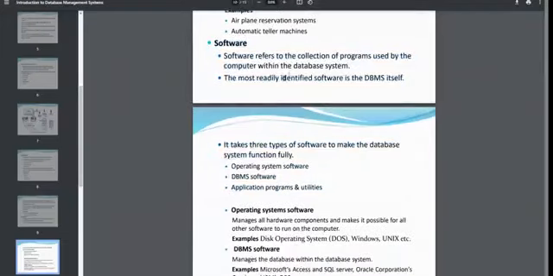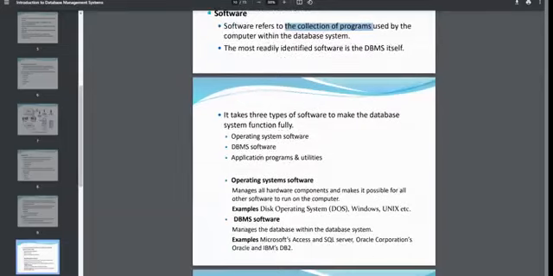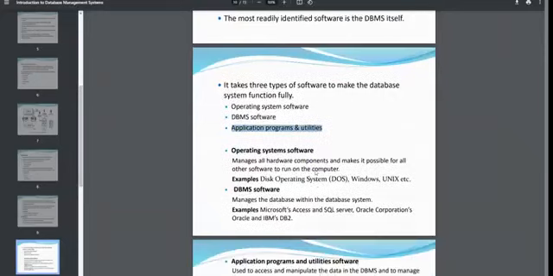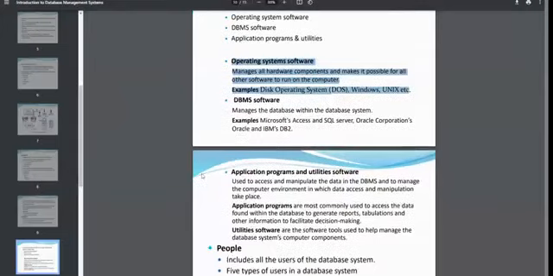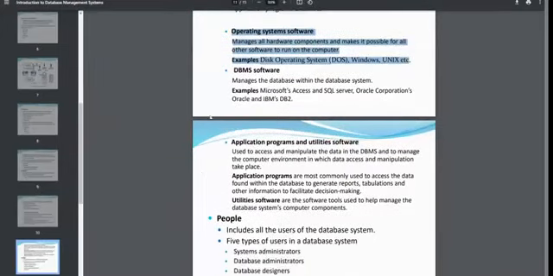Software: basic things, definitions, and examples. Operating systems are different; examples are Windows kinds of things. And DBMS software, you mentioned that, and application programs and utilities, virus guards kinds of things, and here examples. DBMS software examples: Access, SQL Server, Oracle.